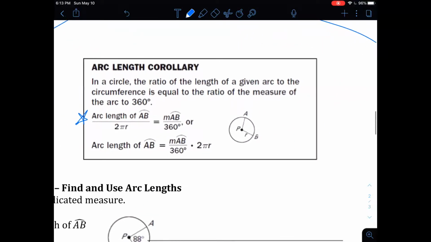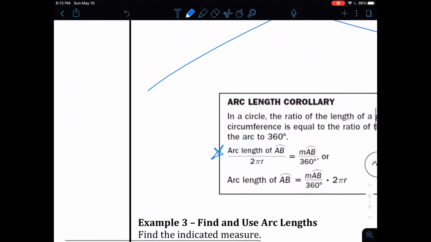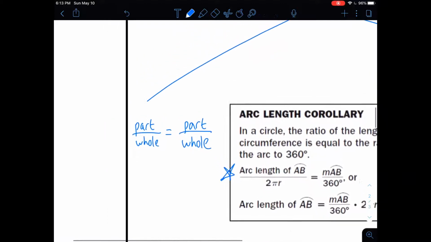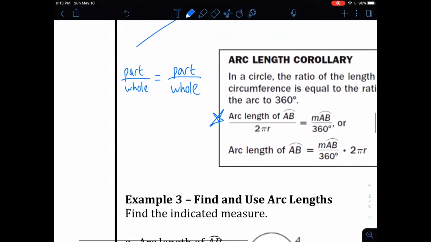So, what this means is we're going to do part of the circle over the whole circle is going to equal part of the circle over the whole circle. Basically this is the formula we're going to use. This is just a proportion where we compare part of the arc length, which is the distance, and the arc measure, which is the degrees, okay?